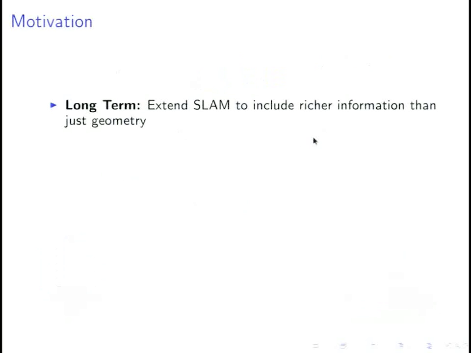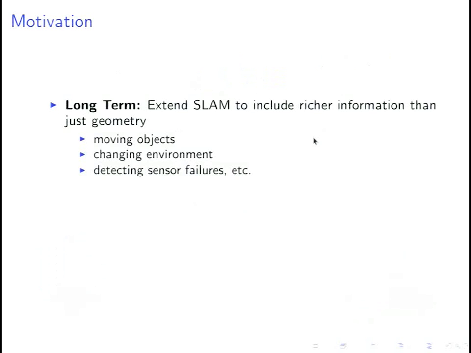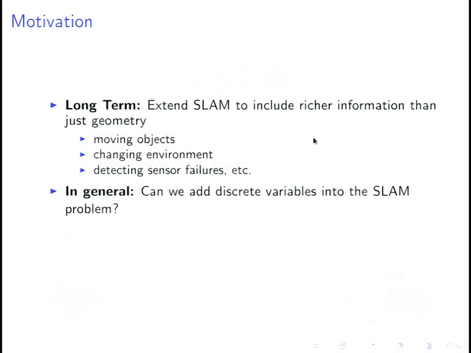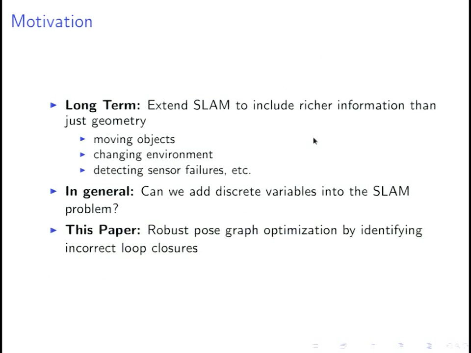So the long-term goal is, can we extend SLAM to deal with richer information than just geometry, which has been addressed a few times already. So moving objects, changing environments, detecting sensor failures for longer-term autonomy. And in general, can we add all sorts of different discrete variables into the SLAM problem and take them into account when solving for the trajectories and maps? So in this paper, we try to come up with a way to do this and test it on pose graph optimization by trying to identify incorrect loop closures.